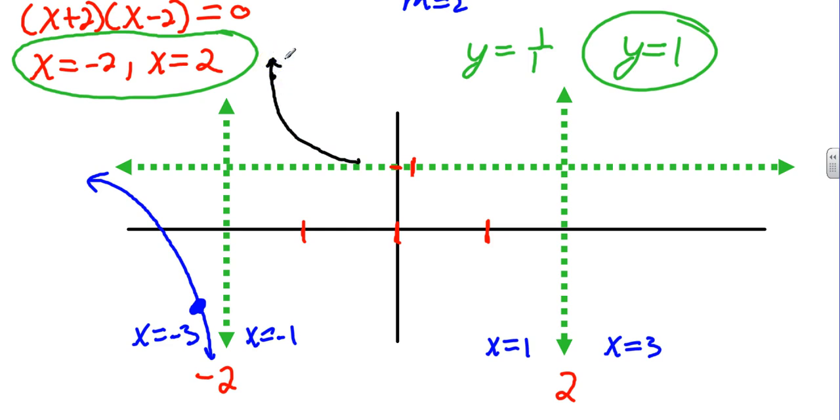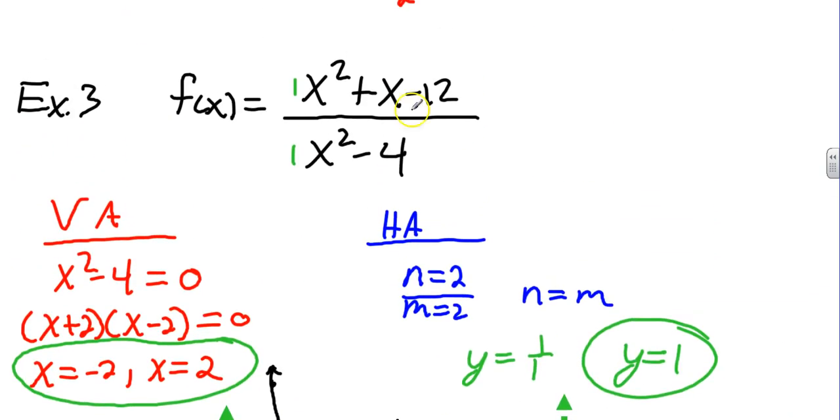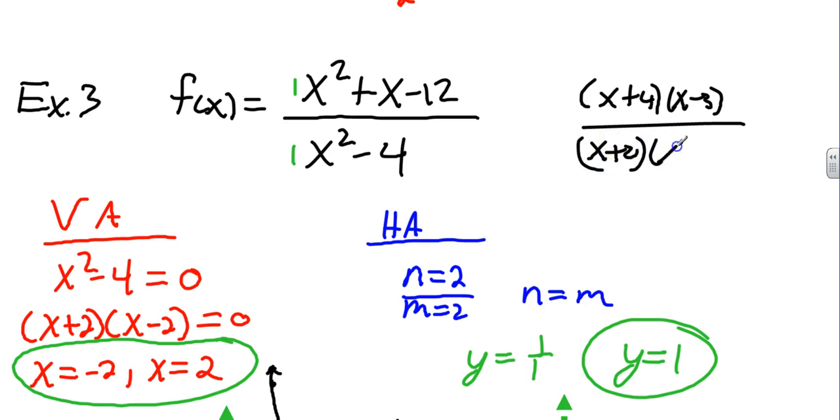Now again, there's a possibility that it could go through and then come down this way, or it's going to turn here and go back up. That part we don't really know. And again, if it cancels out, if we factor this, you would have x plus 4, x minus 3. This one we'd have x plus 2, x minus 2. Nothing factors out, so there's probably no holes.